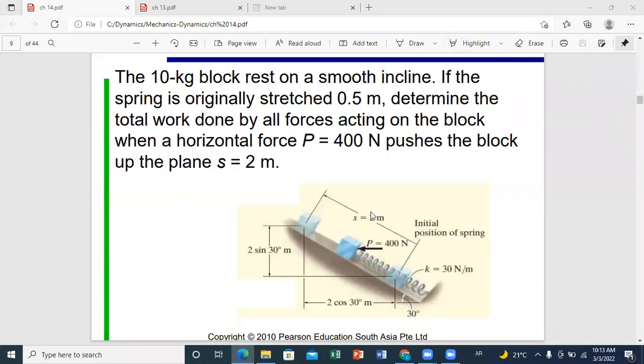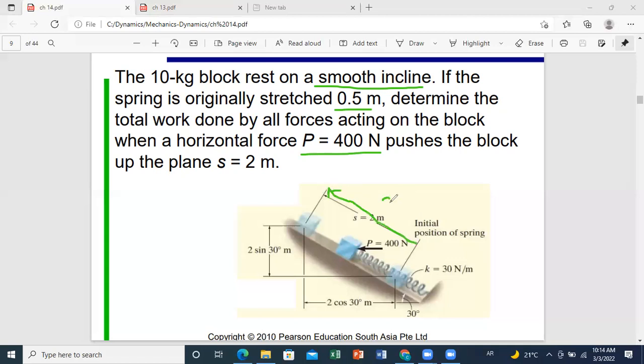Okay, so we'll do the following problem to practice on work of forces. The 10-kilogram block rests on a smooth incline. Whenever they say smooth, you don't have roughness effects, so no friction acting on your block. If the spring is originally stretched 0.5 meters, determine the total work done by all forces acting on the block when a horizontal force of 400 Newton will push the block up the plane a distance of 2 meters.